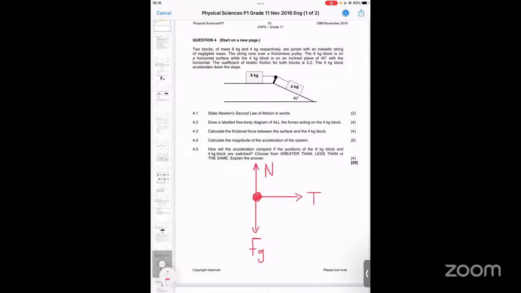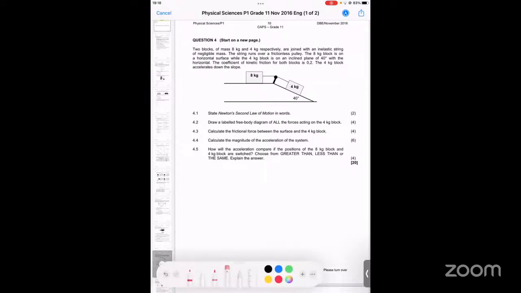And because they said there is the coefficient of kinetic friction, it means we do have our frictional force. No applied force on the 8 kg. That's why I'll just remain with those 4 forces acting on that object. I'm not sure if that makes sense, Didintle. It does, sir. Okay, so now I'm quickly going to fetch my electronic pen and I'll be back. But on your side, try to draw a labeled free body diagram on the 4 kg. Okay, sir.